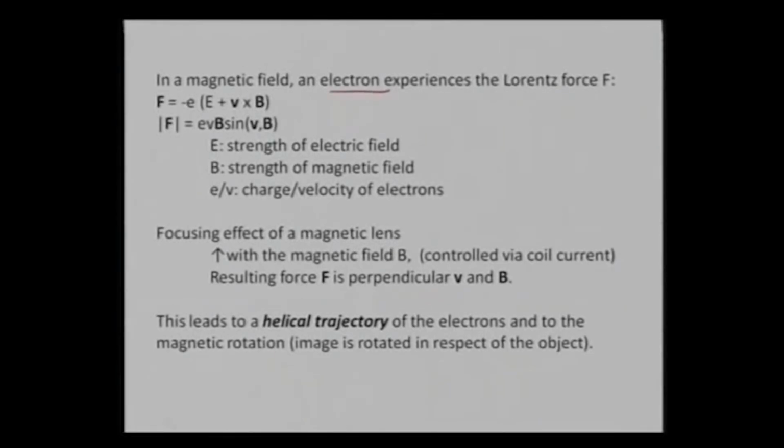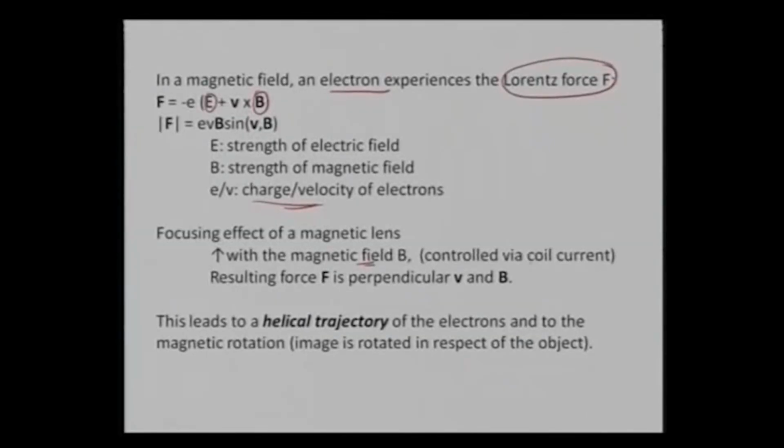And since it is a magnetic field which is being applied, the electrons will experience a Lorentz force, which has a component of the electric field as well as the magnetic field, and it also depends on the charge by velocity ratio of the electrons. So basically I am letting the electrons get accelerated, I am applying an electric field, and I am applying a magnetic field. The magnetic field, which is controlled by a coil current, results in some sort of force which is perpendicular both to the velocity and to the magnetic field.